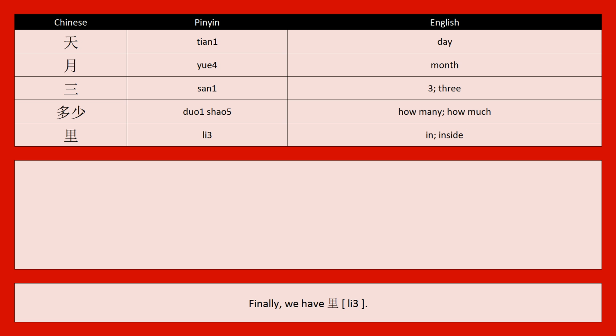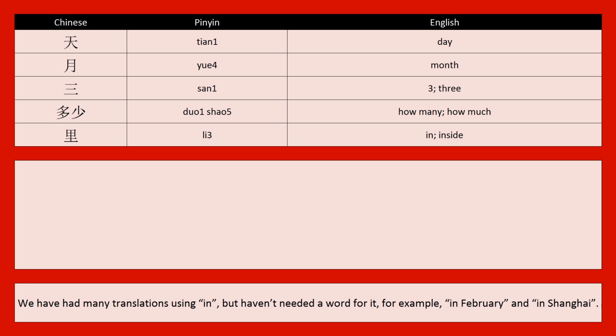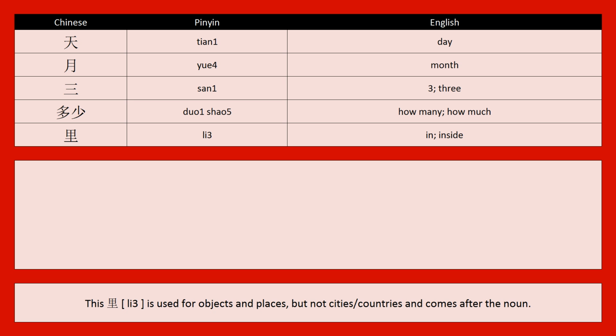Finally, we have 里. This is the preposition in or inside. The pinyin is li and it's the third tone. We have had many translations using in, but haven't needed a word for it. For example, in February and in Shanghai. This 里 is used for objects and places, but not cities or countries, and comes after a noun. To say something is in some place, you still need a preposition 在 before the noun.